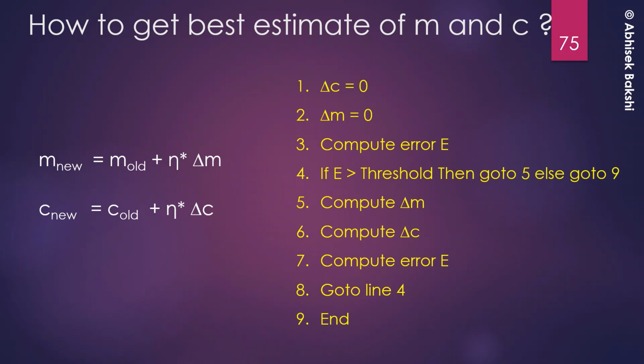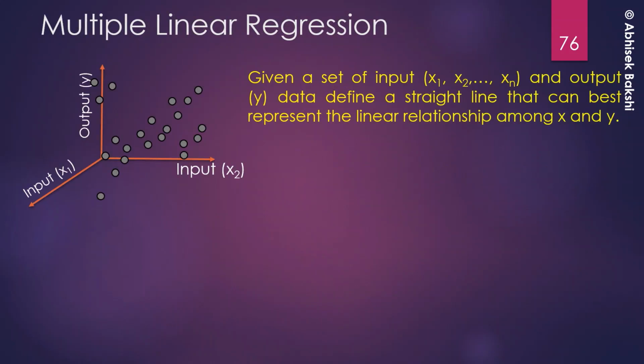Anyhow, if you have more than one input variable, what we call it is multiple linear regression. It is not a simple linear regression: you have a set of inputs, and the set of inputs is defined by many dimensions, not a single x, and obviously we have one output.